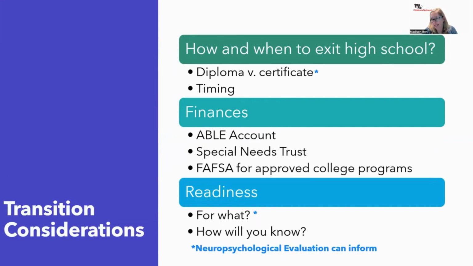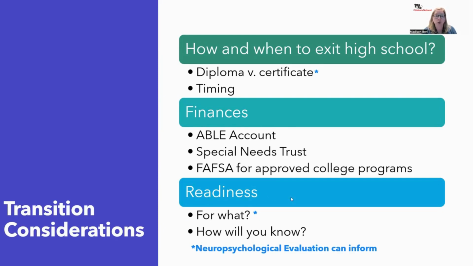How and when to exit high school is a big decision. I'm going to go into each of these a little bit, but some of the things you're thinking about are whether they're going to be on a diploma track or a certificate track. I'm putting some stars for where a neuropsychological evaluation can really help you inform this decision. So diploma versus certificate, the timing of it. When should I go out of high school? Again, finances, I'm not going to go into these.